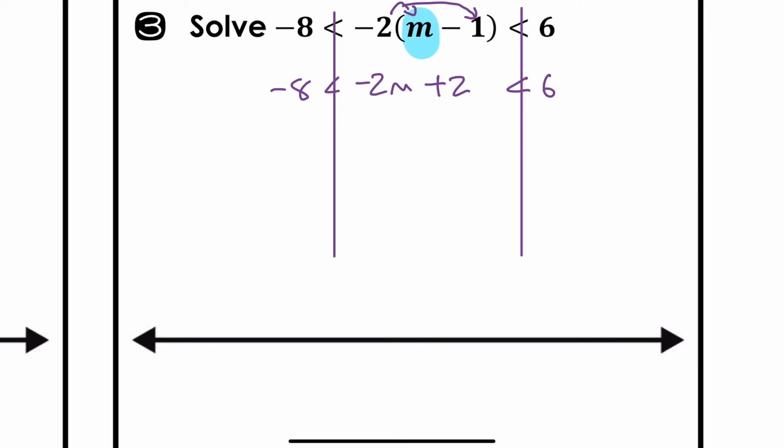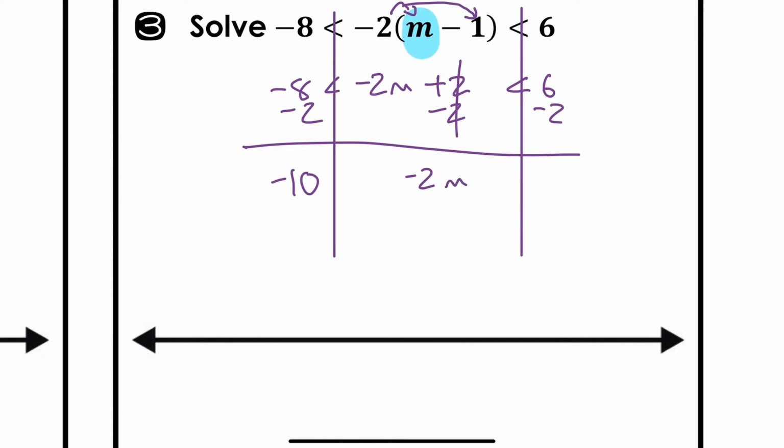All right, so let's start canceling. Like I said before, I want m by itself. So I'm just going to do like we normally do. I'm going to add or subtract first. So we have plus 2 over here, so I'm going to subtract 2. All right. 2 minus 2 is going to give us a 0, so that's gone. We have negative 8 minus 2, so that's going to be negative 10. I still have negative 2m in the middle. And then 6 minus 2 is going to be 4. All right, my signs are going to stay the same.